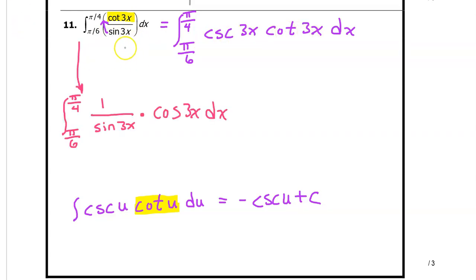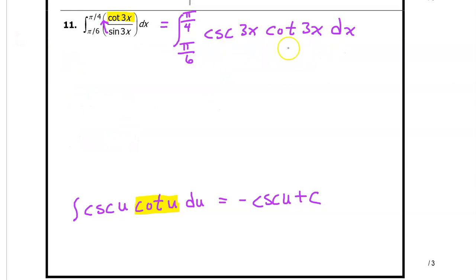If you are not comfortable with that, you can show this extra step. If I take the cotangent in the numerator and put it off to the side, that will leave behind 1 over sine of 3x. This is clearly the reciprocal of sine, which can then be replaced with cosecant, and you're back to this.